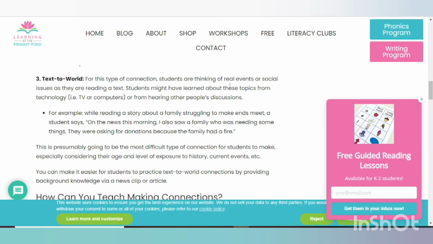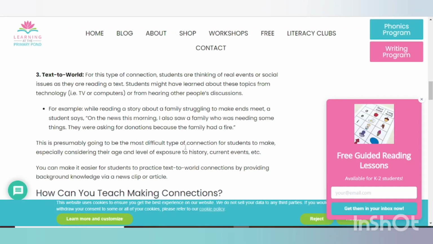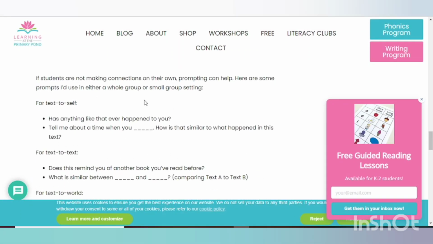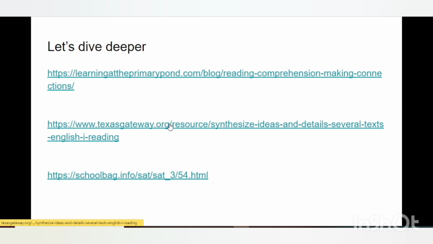Text to world is thinking of real events or social issues as they are reading a text. So students might have learned about topics from technology such as the TV or computer, or from hearing other people's discussions. So for example, while reading a story about a family struggling to make ends meet, a student says, "Oh, on the news this morning, I also saw a family who needed some things. They were asking for donations because the family had a fire." Yeah, so this just breaks it down a little more. I really like the other resource better.